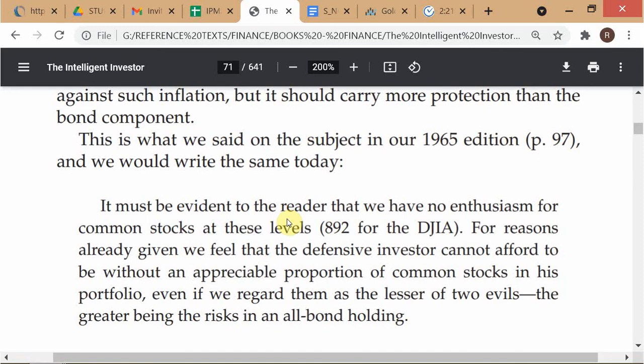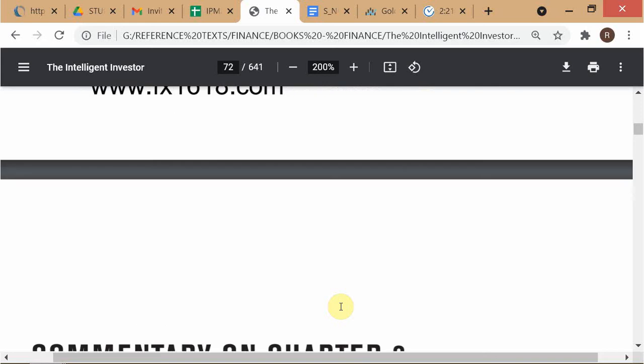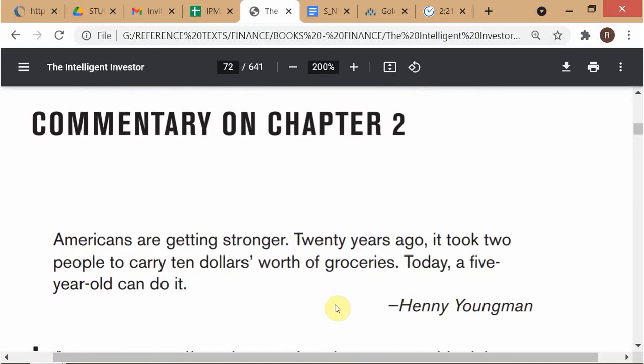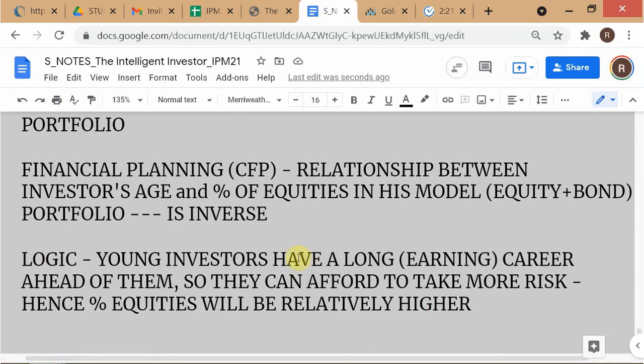Okay. So if you look at, here we say defensive investor, this is basically what he's talking about, a little bit on that. He's talking about defensive versus aggressive, but I was talking about young versus old. So when you look at commentary on chapter 2, this is ending on page 71.